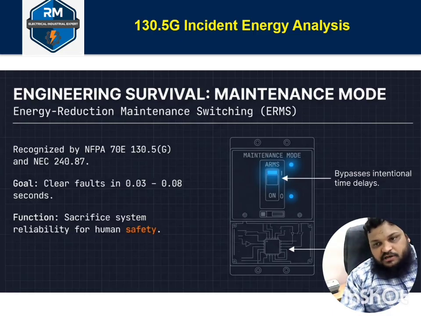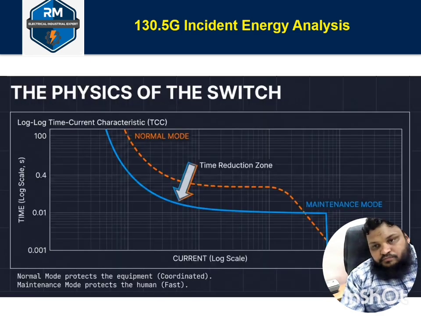The picture clearly shows the difference between the maintenance mode and the normal operation mode. This is the physics of the switch. This curve shows the difference between the normal mode and the maintenance mode. You can clearly see on the graph that the orange curve is the normal mode and the blue curve is the maintenance mode, and it shows a significant reduction in the incident energy. To summarize, the normal mode protects the equipment, which is coordinated, and the maintenance mode protects the human, as the priority is to save the human during any unforeseen situation or arc flash hazard.